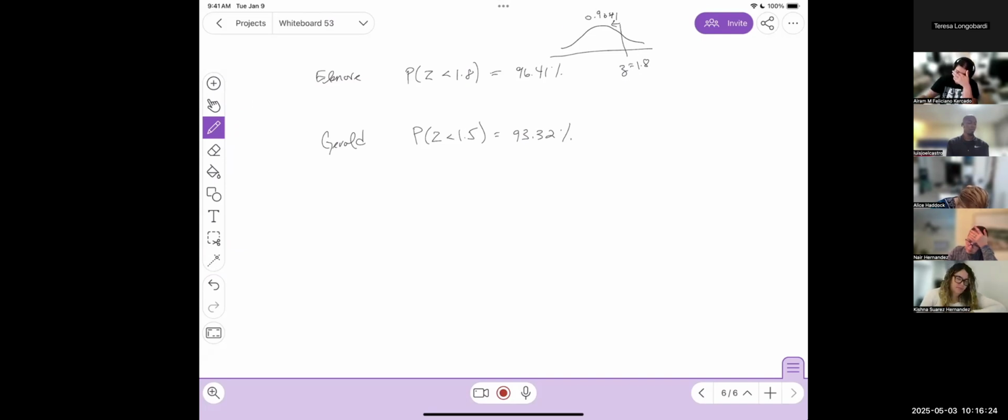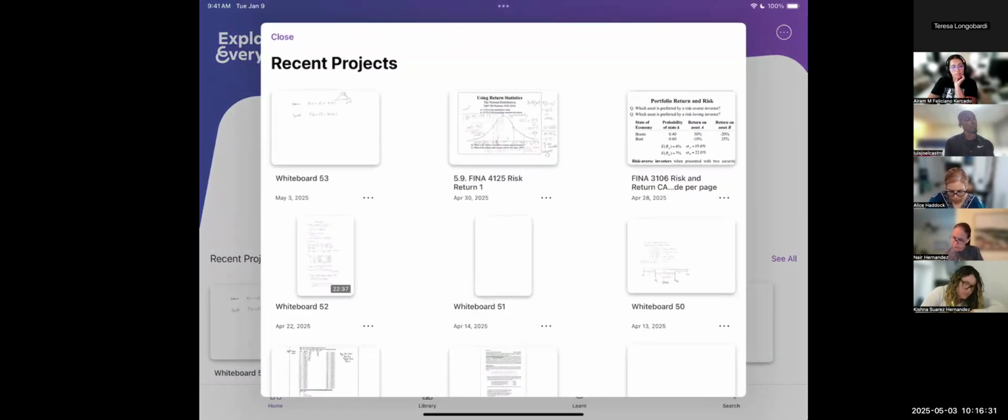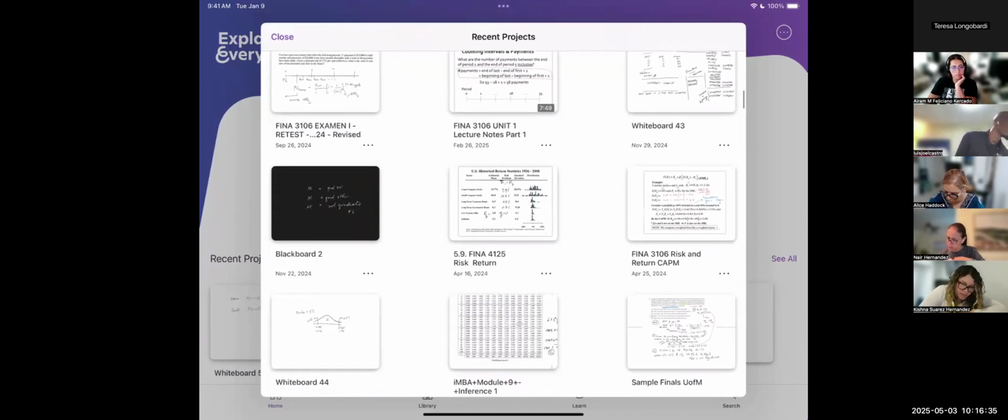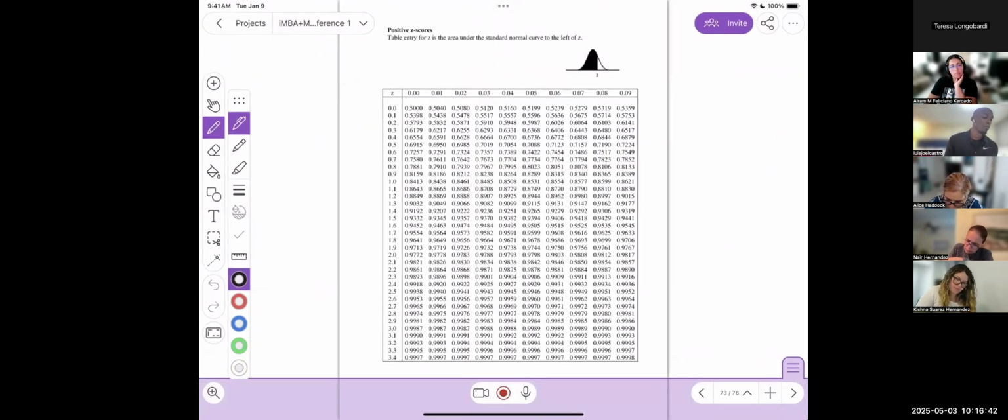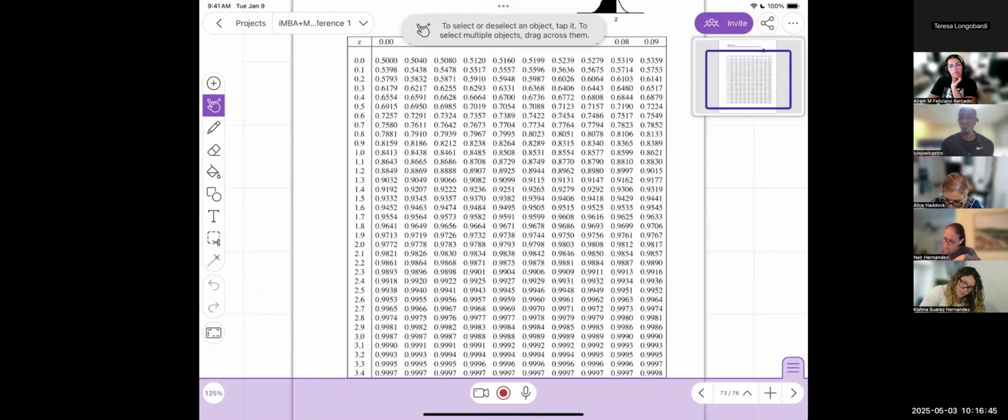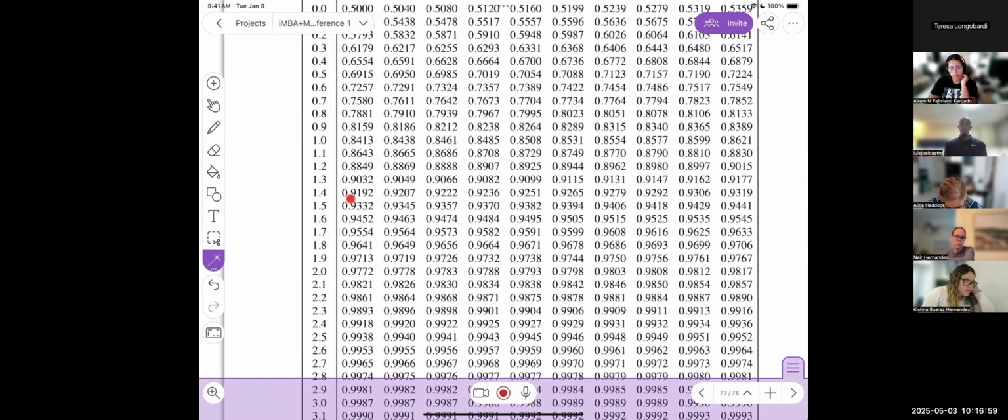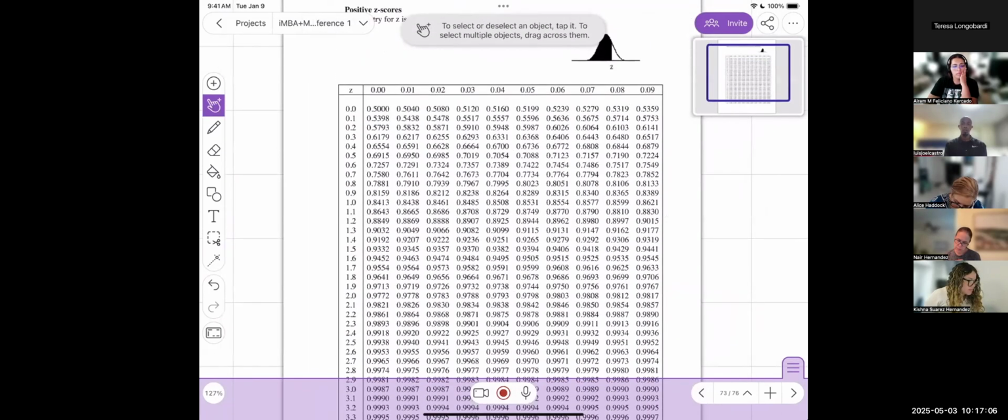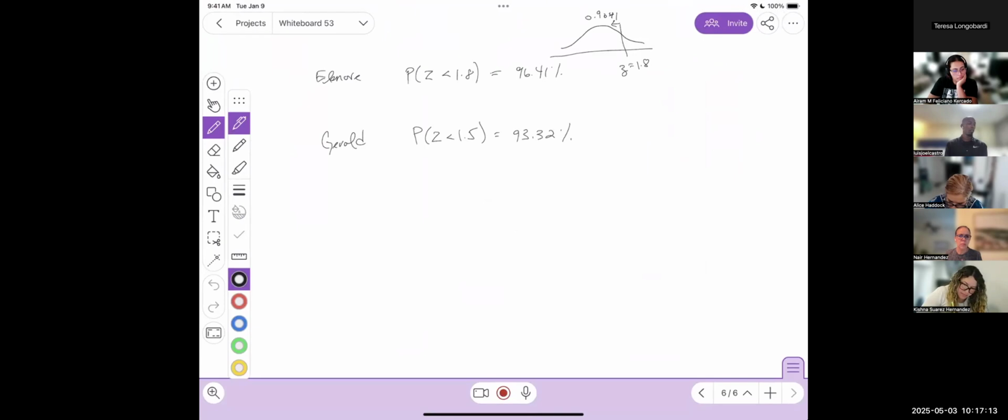I'm going to grab the table. Let's see the tables. So here's the positive table, and we look up 1.8, just one decimal place, like 1.80. It's right here, 96.41. That's where we got that number, and then 1.5, 0.9332. If anybody wanted to see that, that's how we do it. And I do describe this distribution on the videos and how it works. All right, so then the next one is a backwards problem.